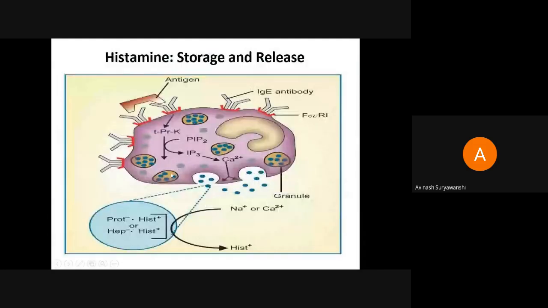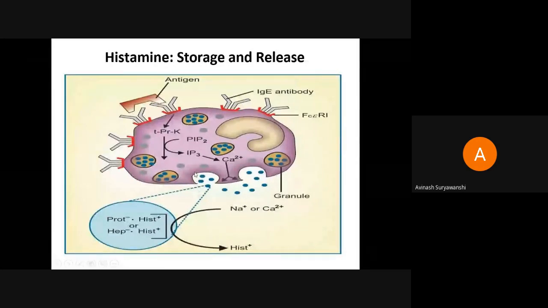Yeah, here you can see. These are the mast cells. In the mast cells, granules are there. Inside those granules, histamine is present. But histamine is not present alone. They are present with some protein like acidic protein as well as heparin, and both of these are negatively charged, and our histamine is positively charged. Because of that they are bound to each other, positive and negative charge.